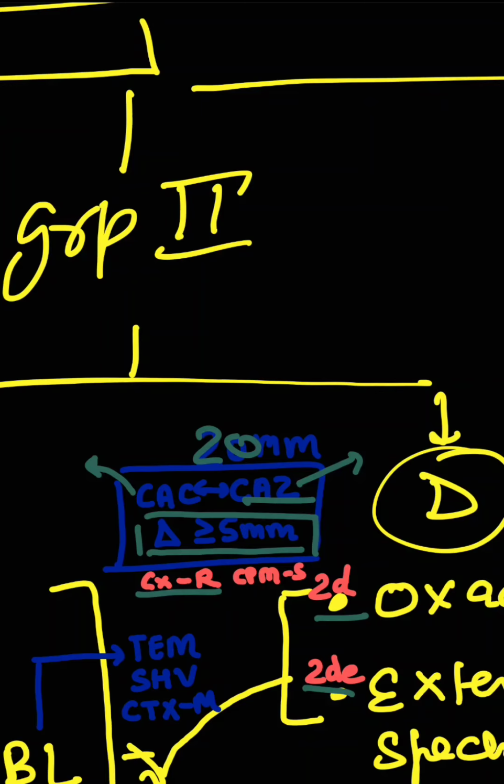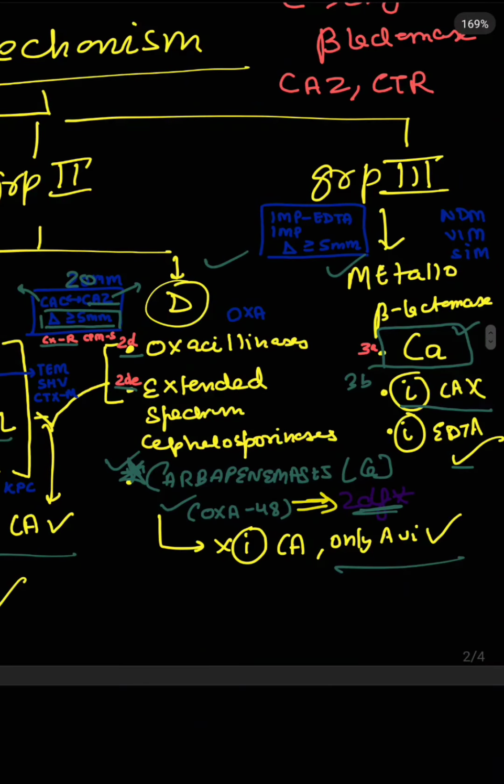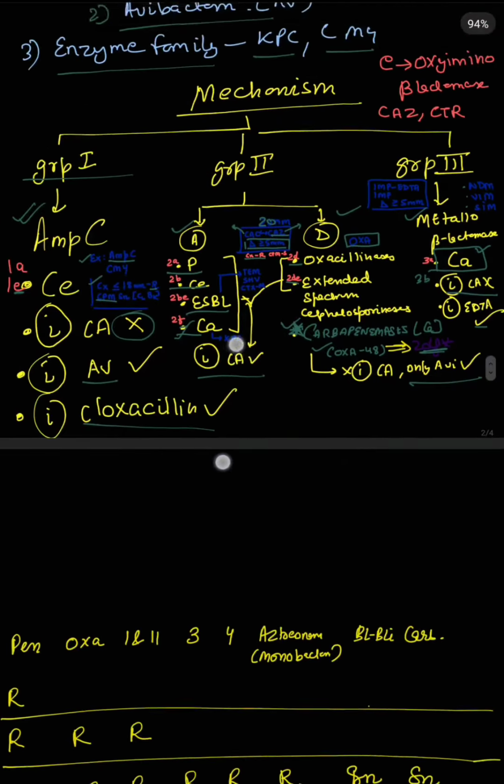In case of group D, OXA are the enzymes which will be there, and OXA will be having certain numbers against it, like OXA 48, OXA 24, OXA 51. So different examples are there. In case of group B, we have mainly 3 examples like NDM, VIM, SIM. There are more examples like IND, IMP. So some of the examples you can remember.